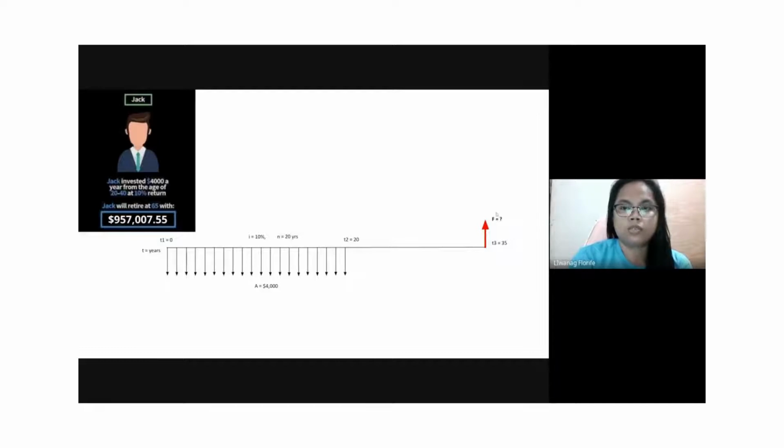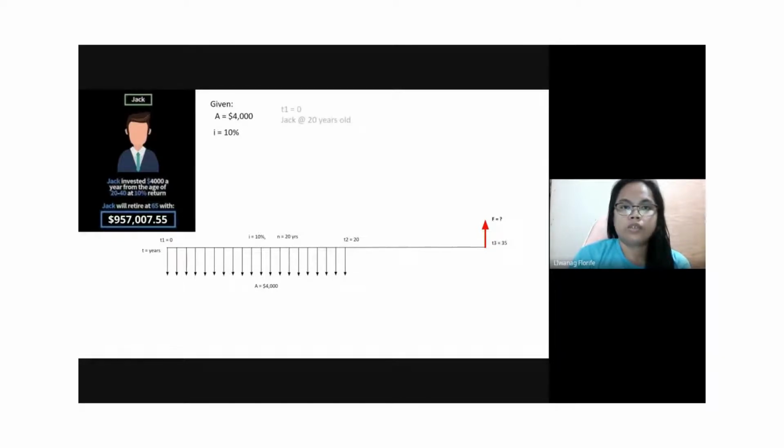Now, assuming that we do not know yet the value of Jack's investment at the age of 65 years, we create here F is equal to question mark. So we identify the given. We have the annuity of $4,000 and the interest rate of 10%.